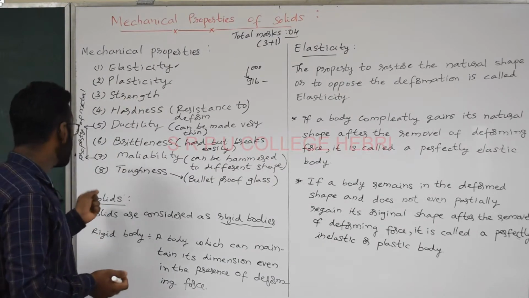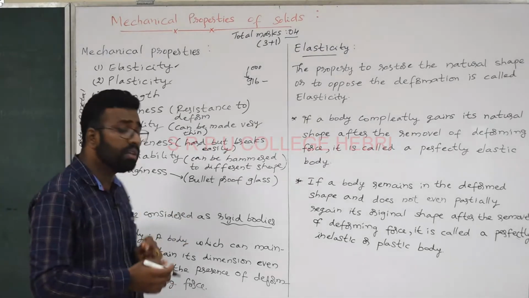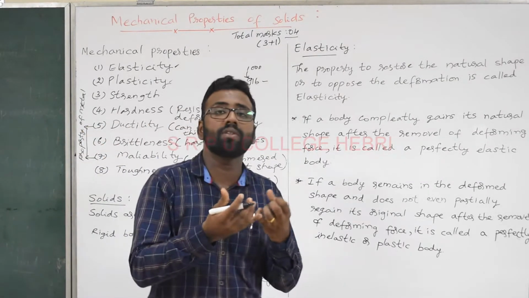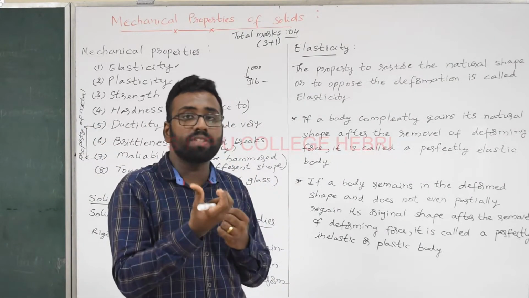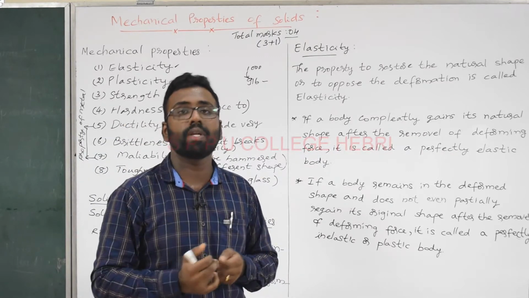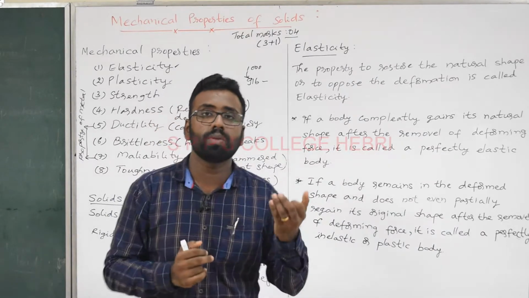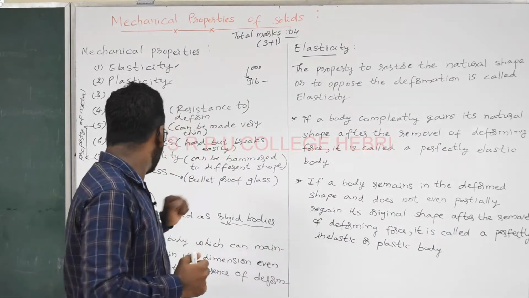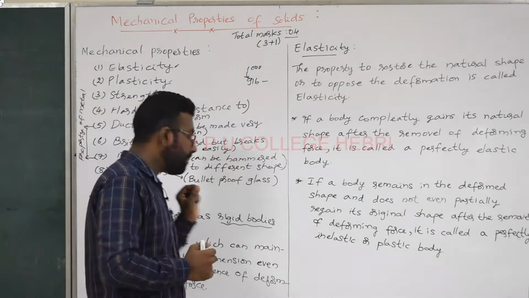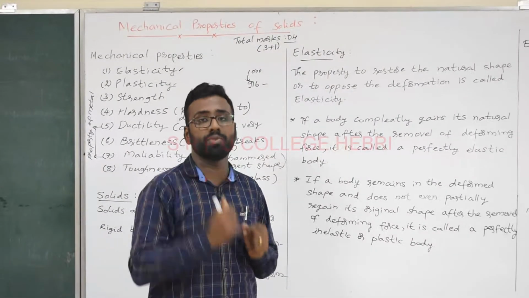Now we will see what these solids actually are. Solids are considered to be rigid bodies. Rigid bodies are bodies which will not change their dimension even if you apply a large force on them. That you will be studying in the system of particles. So a rigid body is a body which can maintain its dimension even if you apply a very large force on it.